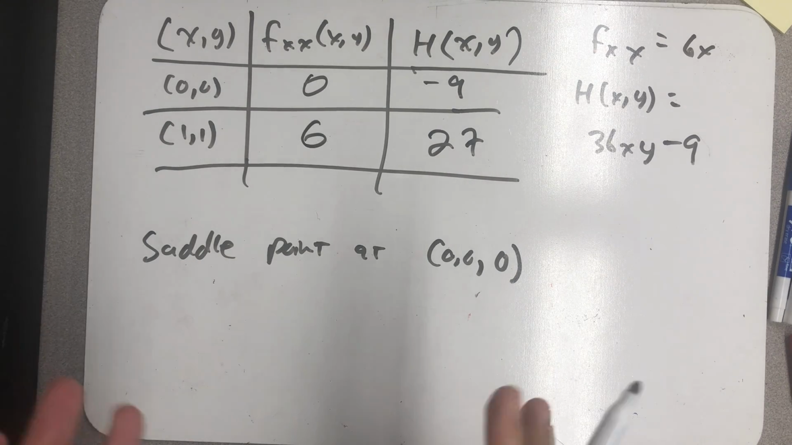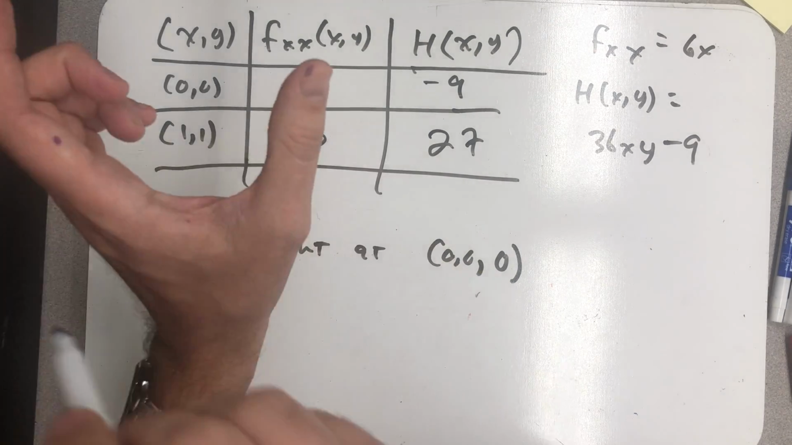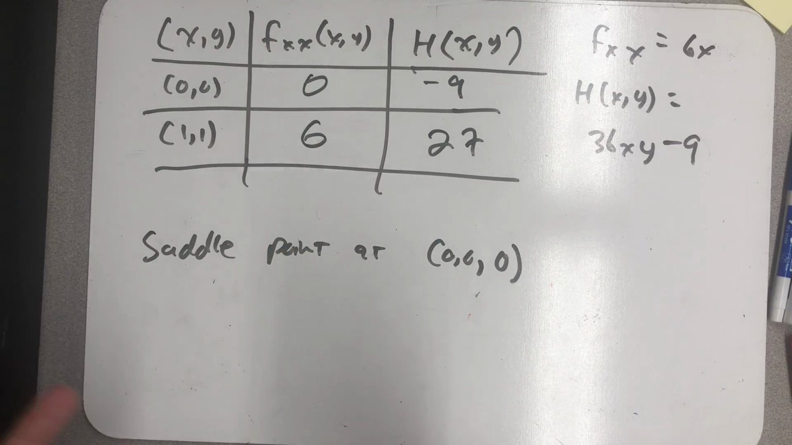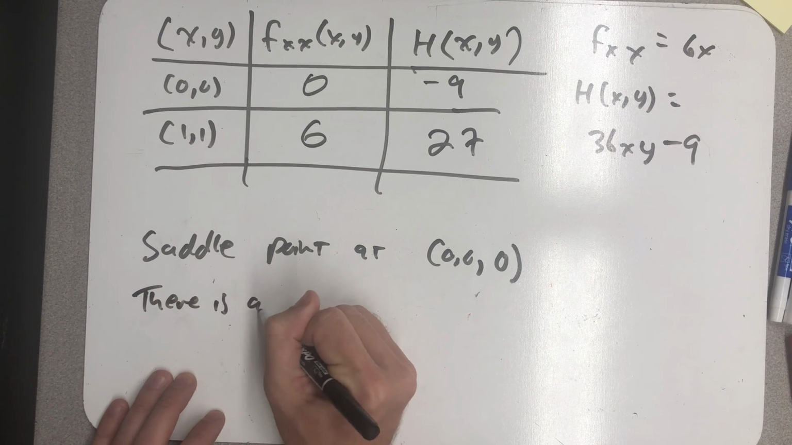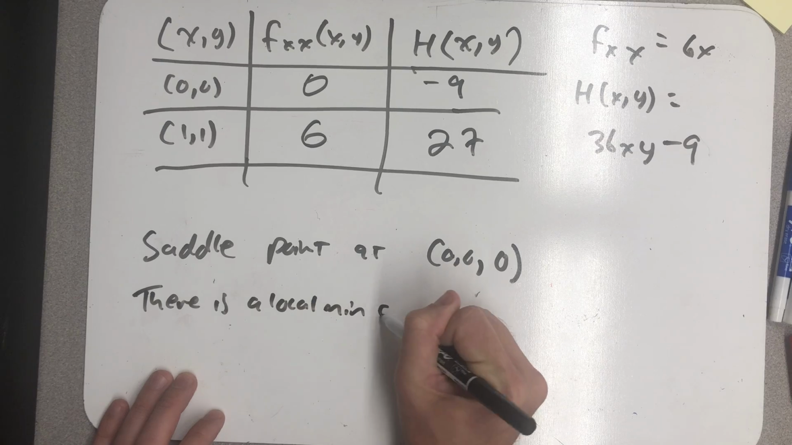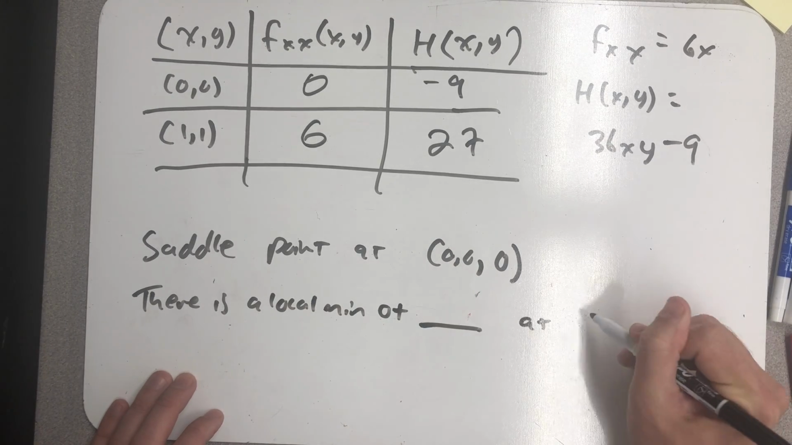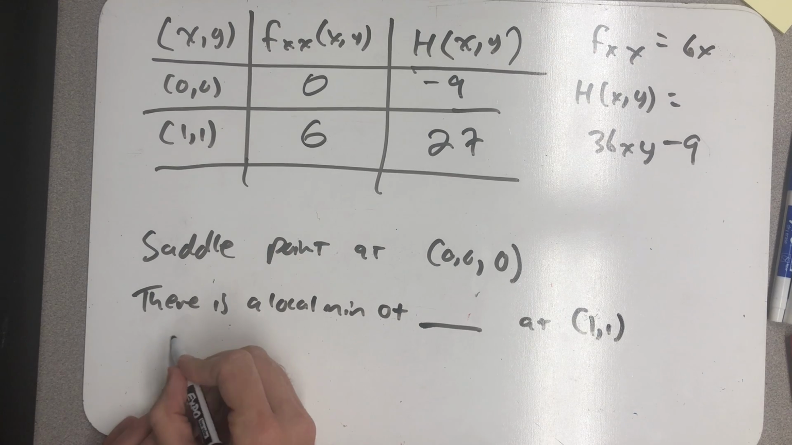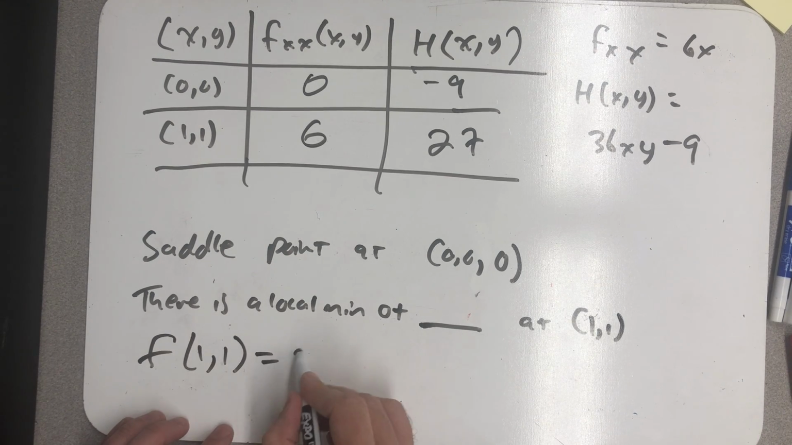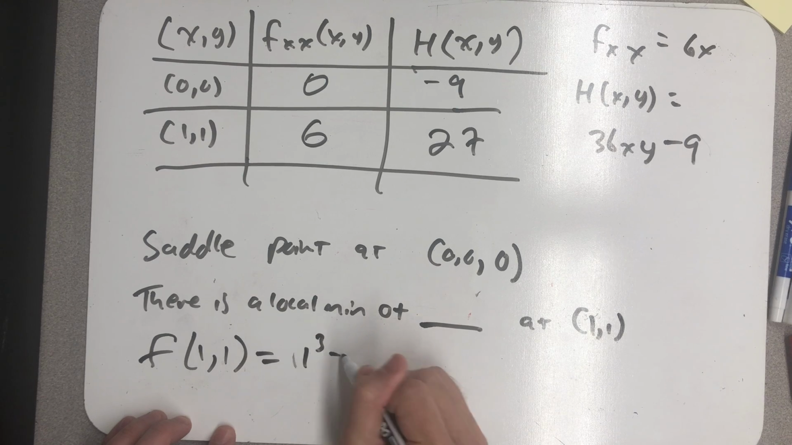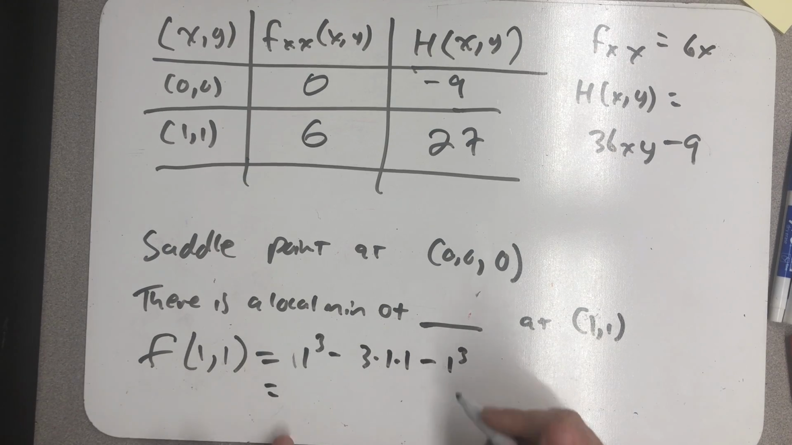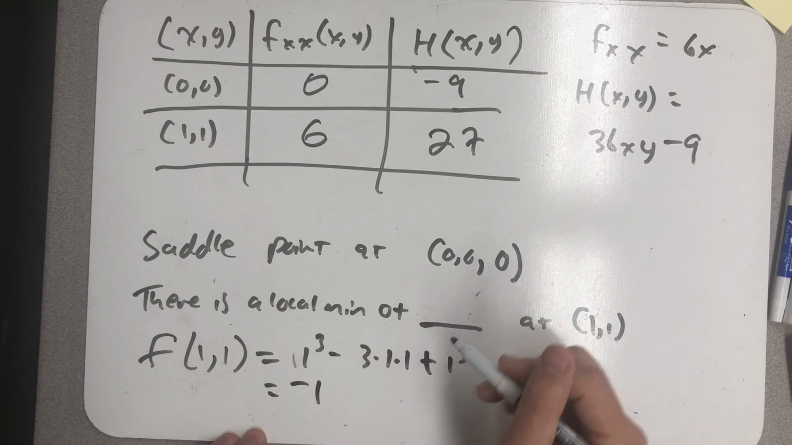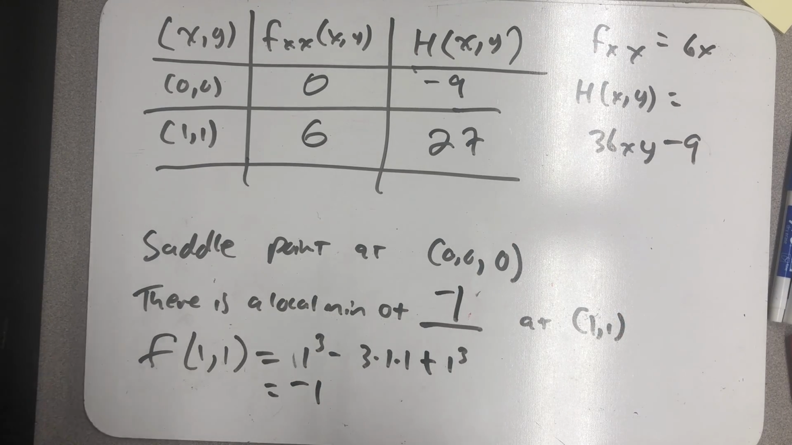In the x direction, if I looked at this, I'd be getting that concave upward shape, telling me that this is where a min occurs. There is a local min of some number at the point (1, 1). Well, f of (1, 1) is 1 cubed minus 3 times 1 times 1 plus 1 cubed, looking at the original function, and I get 2 minus 3 is minus 1, so that local minimum value would be minus 1.